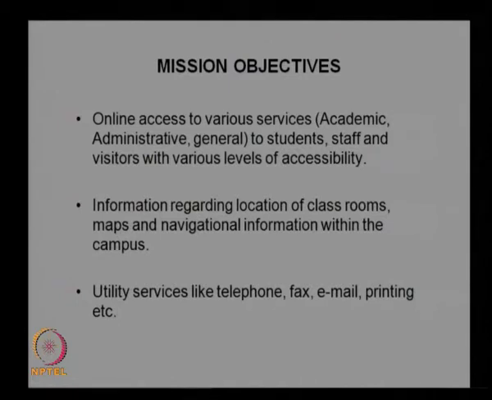We need to provide the services, then the information, then utility services like telephone, fax, email, printing, etc. also will be available at this service kiosk. So, we have identified the objectives of the system. We have main objectives like providing information, providing services related to academics, and providing general services like utility services like telephone, fax, internet, email, and other utility services like printing and other things. So, these are the main mission objectives of the system.